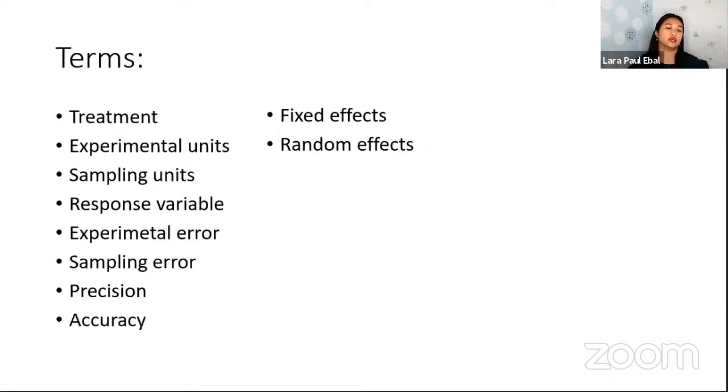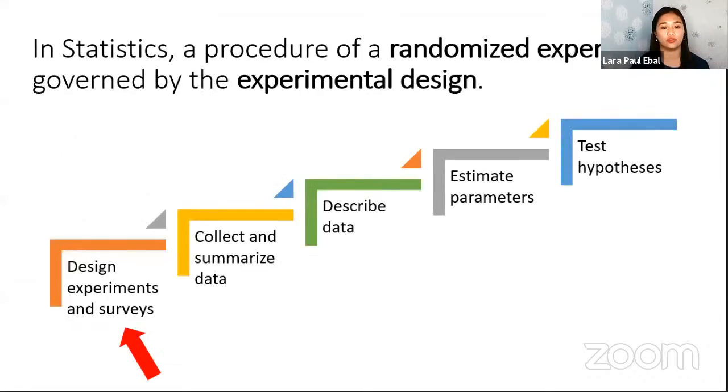Okay, so these are the terms that you learned, I hope: treatment, experimental units, sampling units, response variable, experimental error, sampling error, precision, accuracy, fixed effects, and random effects. Okay, so we'll have the next set of topics. So we go back to this. I hope you have understood those terms. Now we go back to this.